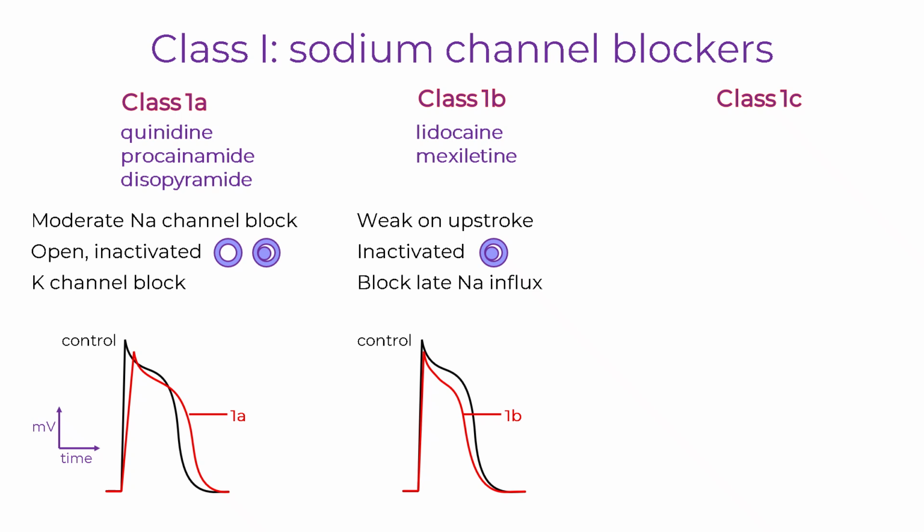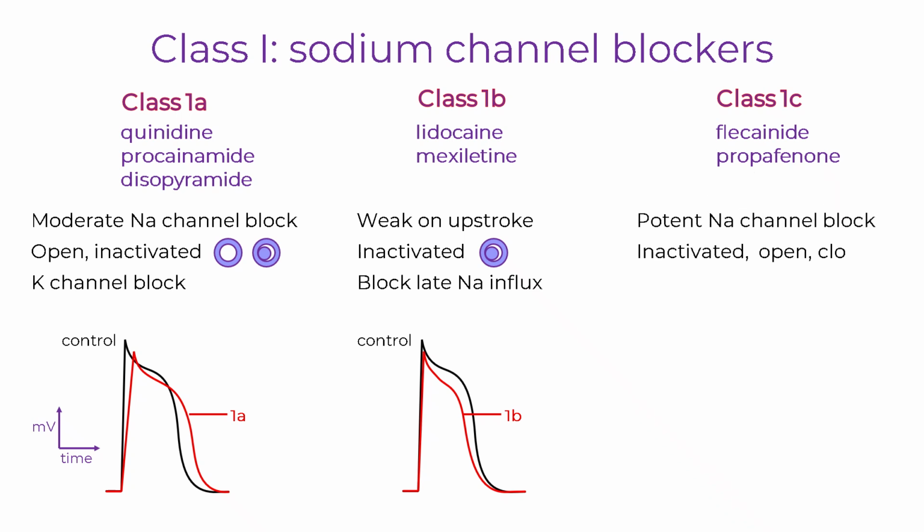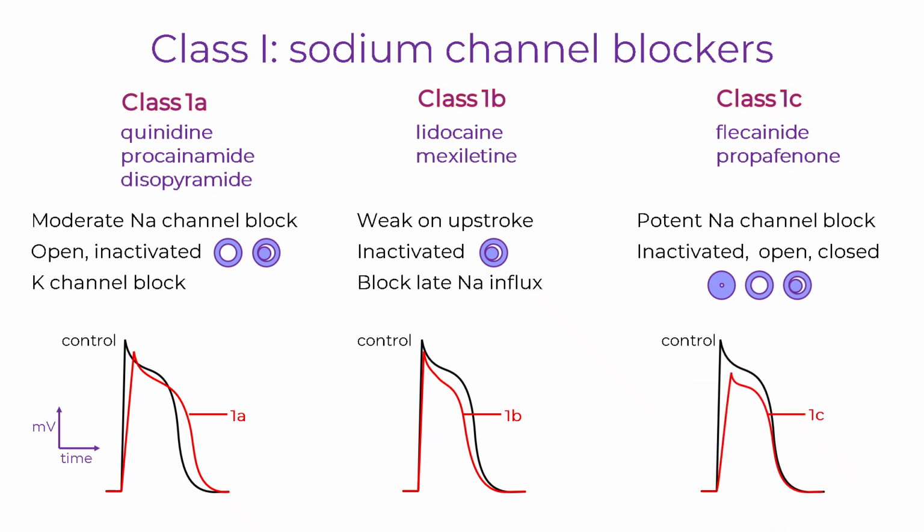Class 1C drugs, such as flecainide, produce strong suppression of sodium current by binding to channels in any kinetic state. This leads to marked slowing of the upstroke and conduction, with relatively little effect on action potential duration at therapeutic doses.